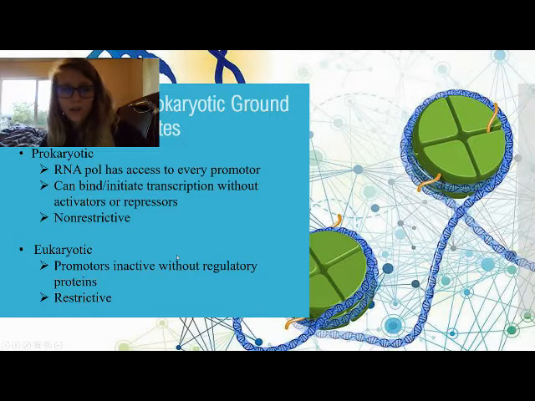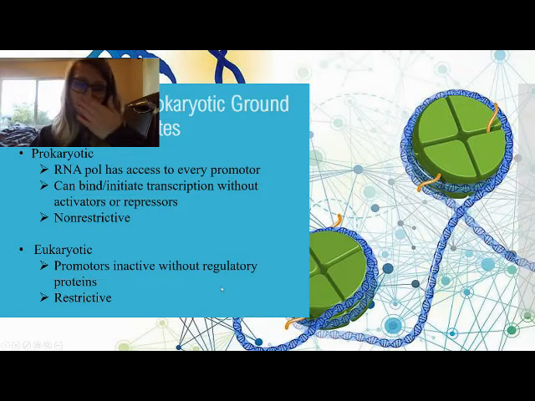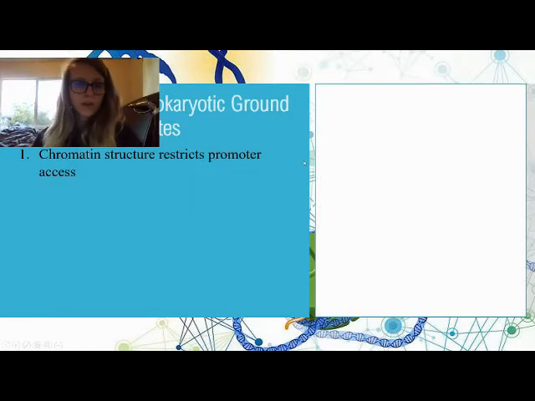So the eukaryotic and prokaryotic ground state differences. In prokaryotes, the RNA polymerase has access to every promoter and can bind or initiate transcription without activators or repressors present. This is considered non-restrictive. While in eukaryotic ground states, promoters are inactive when their regulatory proteins are absent, and this is considered restrictive. So eukaryotic versus prokaryotic ground states of transcription.